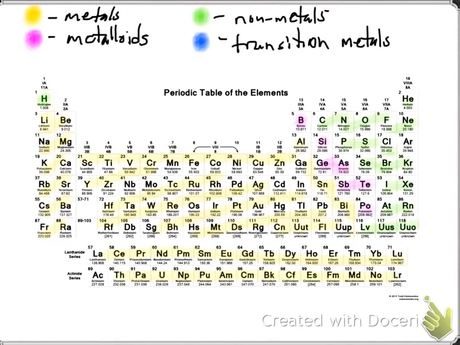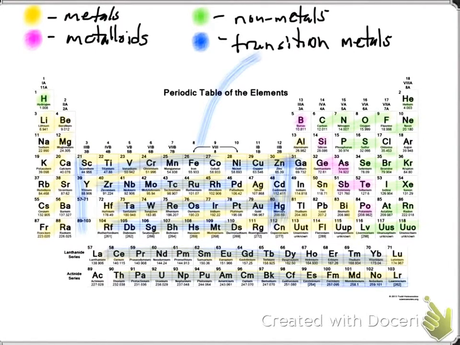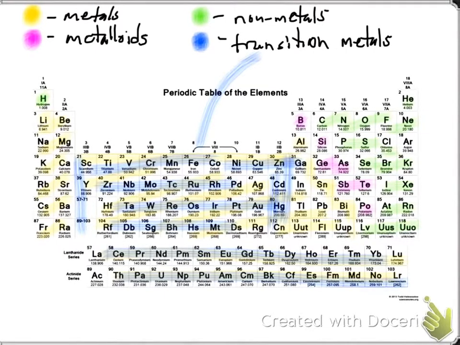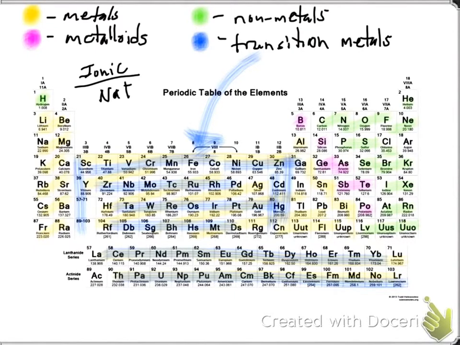Something interesting to point out is the middle section, shown in blue. Those are called transition metals, and a lot of these metals have more than one typical charge when forming an ion. Let's look at some examples.